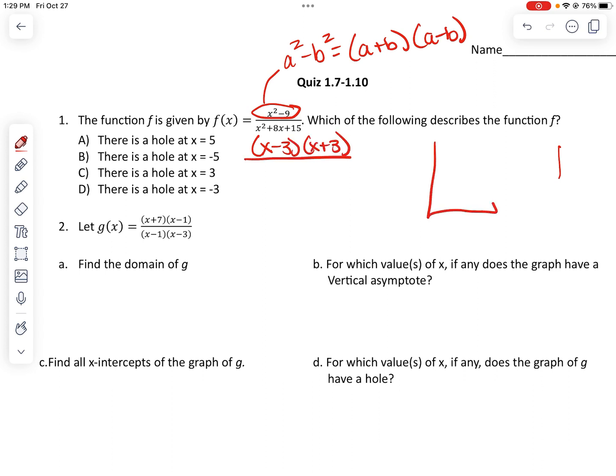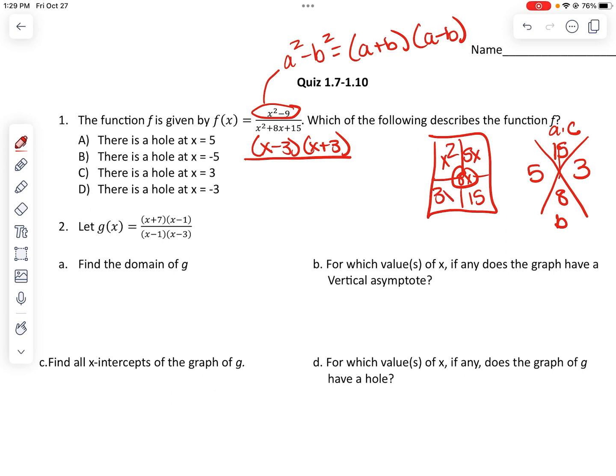Now the bottom is that box and circle. So we have x squared, 8x, and 15. And so a times c goes on top, so 1 times 15 is 15. B goes on the bottom, that is 8. So what multiplies to 15 and adds to 8 is 5 and 3. So 5x and 3x. So on the outside we have x and x, plus 5 and plus 3. So this factors into x plus 5 and x plus 3.